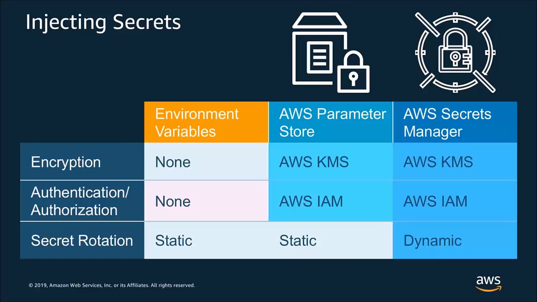AWS Secrets Manager has an additional benefit of being set up to do secret rotation dynamically so that you're able to automatically rotate your passwords without having to be concerned about what they are, only that they work and that your tasks are able to access the right services.